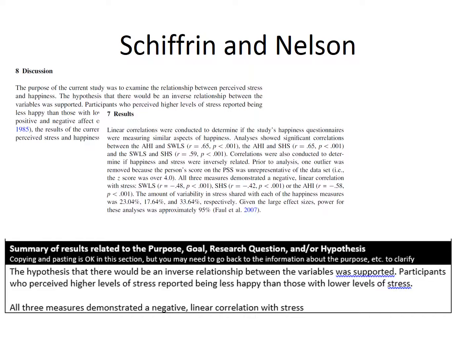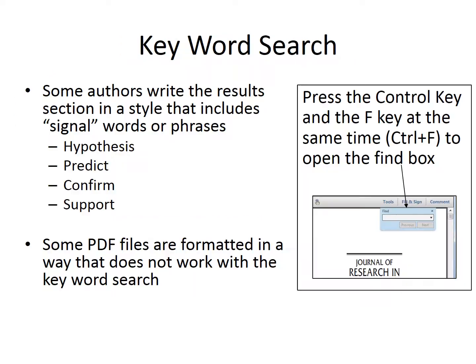When we skim that, we get the idea that the first two sentences are just about the happiness measure. Then we see the sentence, "correlations were also conducted to determine if happiness and stress were inversely related." And we know to read that a little more closely. They give us an example of how to report about it when there's something quirky in the data. Then they explain the findings in the phrase, "all three measures demonstrated a negative linear correlation with stress." The rest of the information provides the related details, which won't be necessary for our notes.